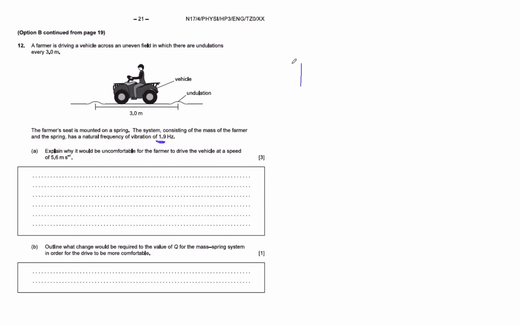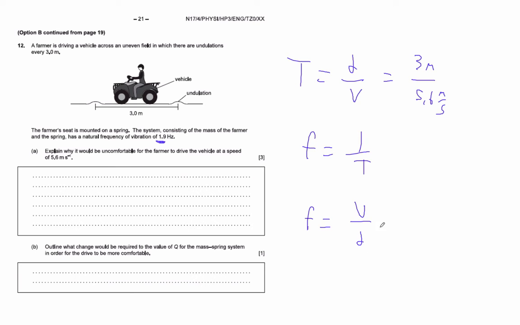I think we can all agree that the period will be the distance divided by the velocity, right? So that's going to be 3 meters divided by 5.6 meters per second, right? And then the frequency will be 1 over the period, right? You could also just say, look, the frequency is going to be what? The velocity divided by that distance between the two, right? But anyway, ultimately, when you figure it out, you'll realize that the frequency is close to 1.9.